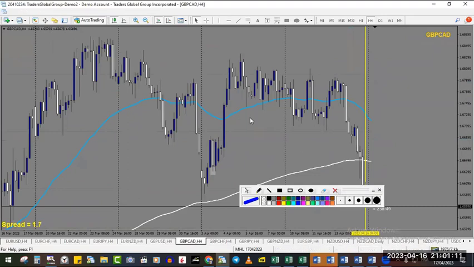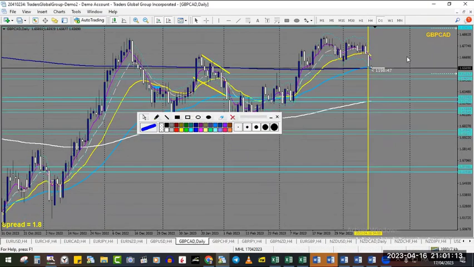GBP CAD. So nothing changed since last week. The weekly trend is beautifully up from this low to this high. So the daily made already a rejection from this point. Price seems to be tempted to go further because it took out this low. So what I would expect is to find this level of support and resistance to be rejected.